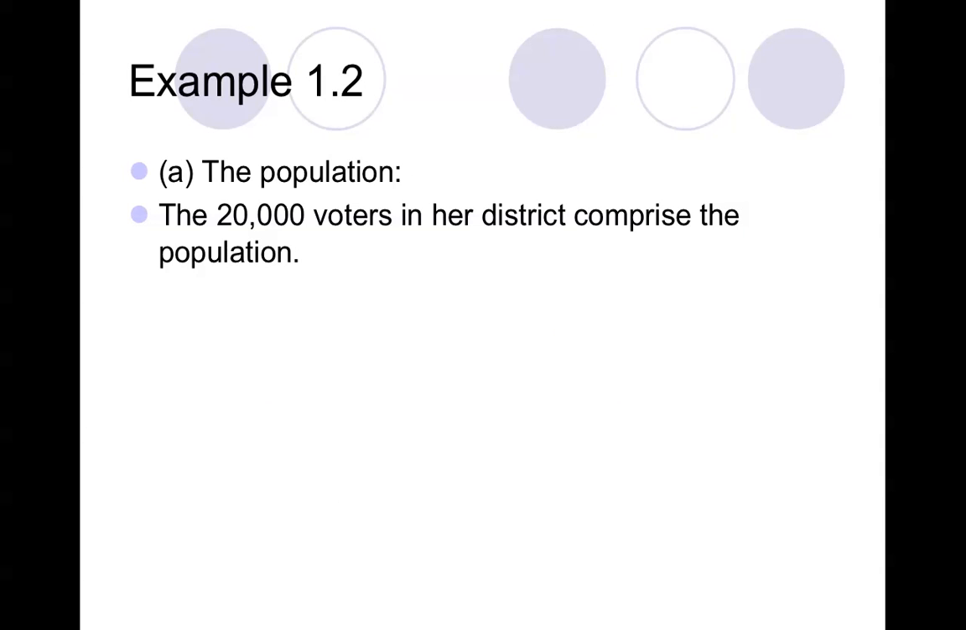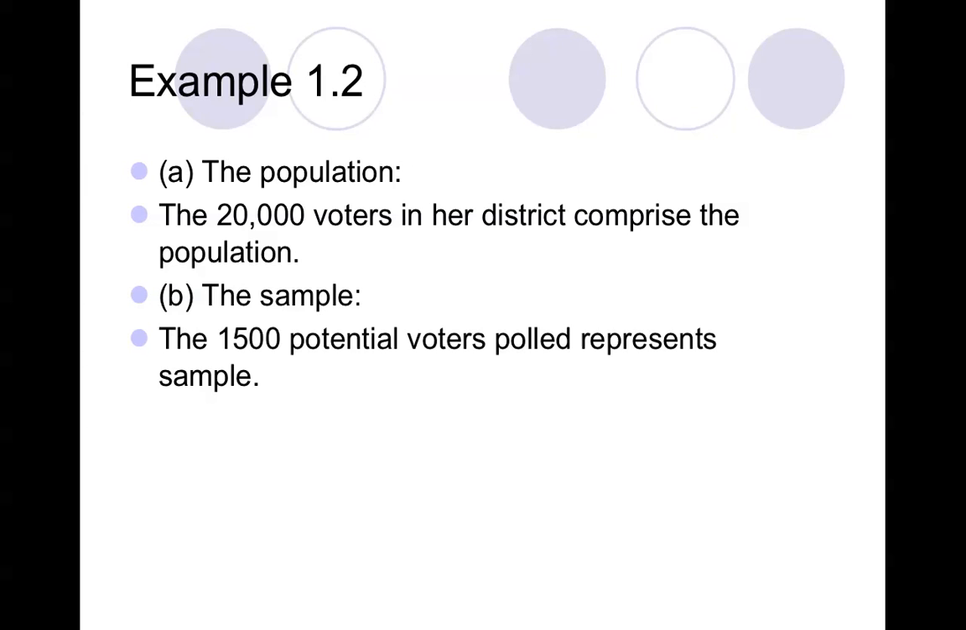So we have to decide, are we talking about a sample or a population? So part A, the population of this example is all 20,000 voters in her district. This is the entire district. Everybody in the district comprises the population. The sample, however, is that portion that's taken for the study, or the portion that's taken for the poll. The 1,500 potential voters that were polled represent the sample. So the population is the bigger piece, the sample is the smaller piece that has been selected for study.